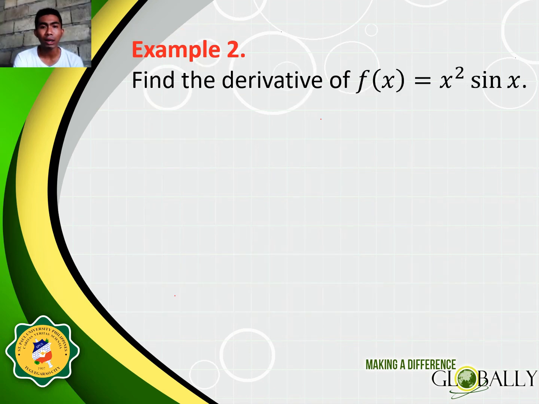Moving on to the second example, find the derivative of the function f of x equals x squared sine x. As you can see, the given function f of x is actually the product of two functions, considering x squared be the first function and sine x be the second function. Hence, in this example, let us use the product rule.